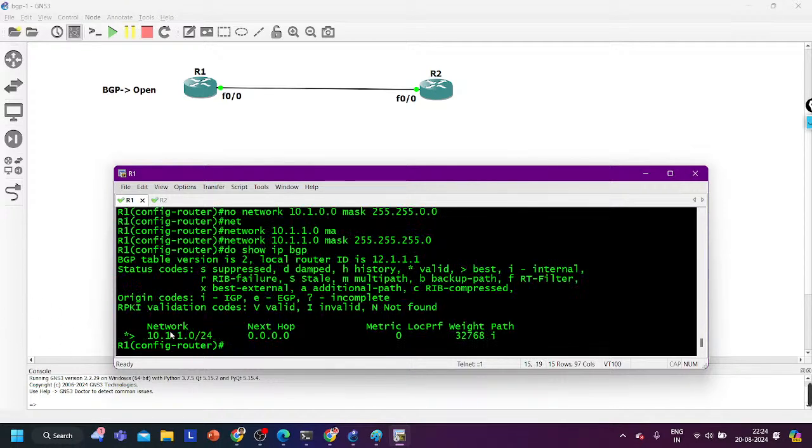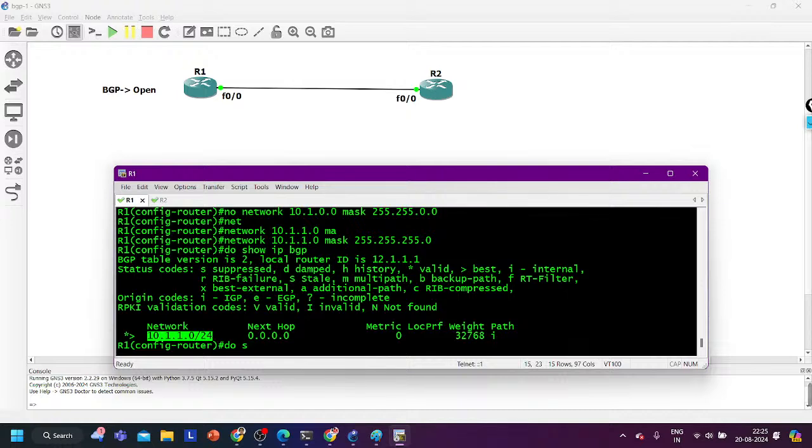Now you can see it has installed the 10 network in the BGP table, right? And there are two symbols, guys, star and greater than. We'll discuss these two symbols later, and these are attributes. Attribute metric. The next hop IP address for self-advertised prefixes will always be 0.0.0.0. Now router 1 has installed this network in its BGP table. Now it will advertise this network information to its neighbor.